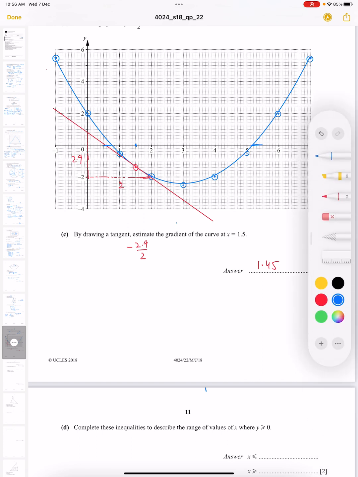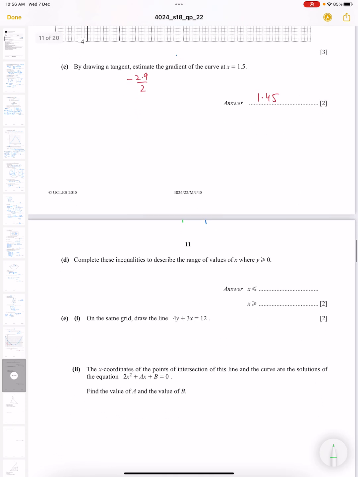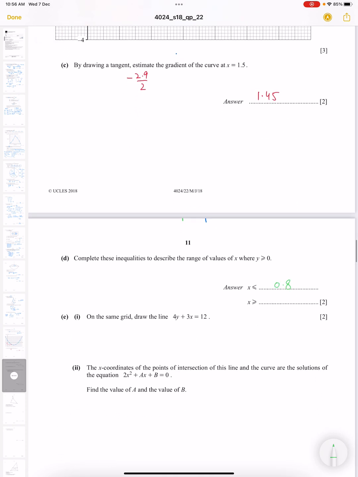Let me give a different color to it. So from this point here and from this point, we have y rising. So it's almost 5.2 and it's 0.8. So x is less than or equal to 0.8 and x is greater than or equal to 5.2. This is the range on which y is positive.